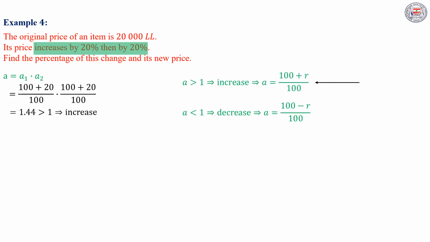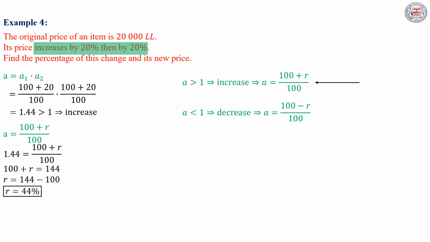Therefore, we have to use the first formula for A, which is equal to 100 plus R over 100. And A is equal to 1.44. Then 1.44 equals 100 plus R over 100. We make a cross multiplication. Then 100 plus R equals 144. R is equal to 144 minus 100. R is equal to 44%. Then the percentage of this change is 44%.